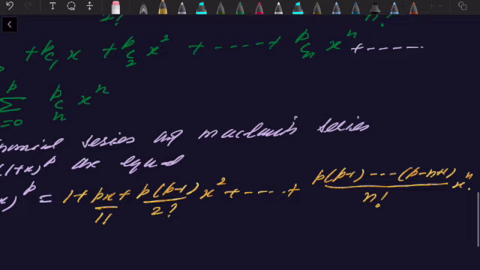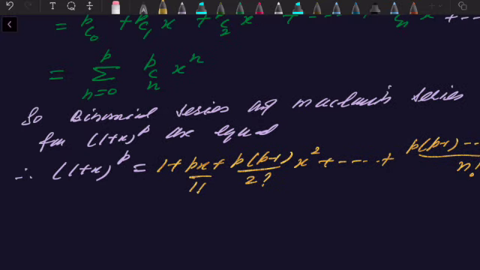So what conclusion we can make from these workings? Conclusion: ask yourself, is the binomial series and Maclaurin series same for every function? The answer is no. This is a particular case where the binomial series and Maclaurin series, or binomial expansion and Maclaurin expansion for 1 plus x raised to power p are equal.